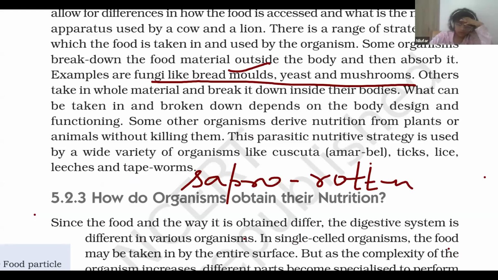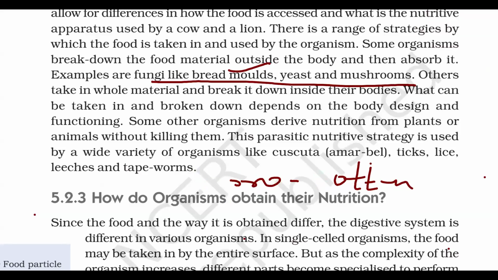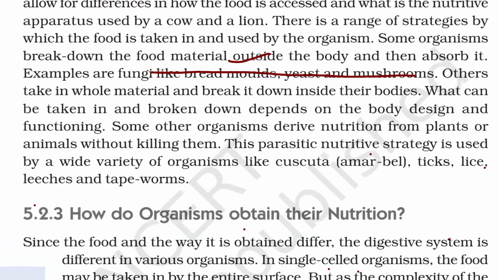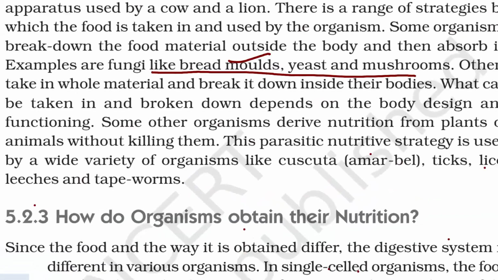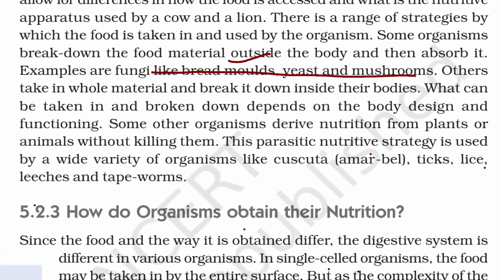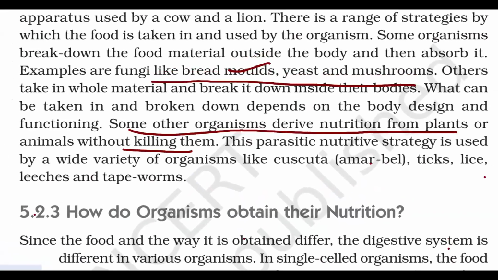Now, some other organisms derive their nutrition from plants or animals without killing them. So what type of nutrition is this? Parasitic. Yes, parasitic. So you can write down the definition yourself. Who is going to tell me the definition of parasitic nutrition?